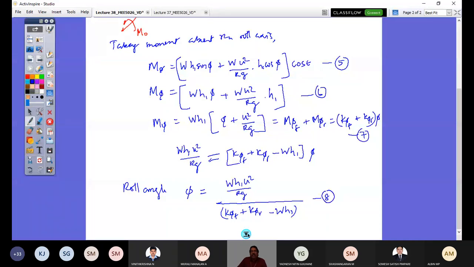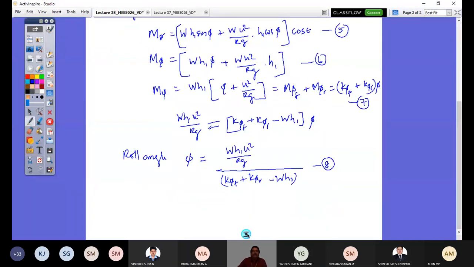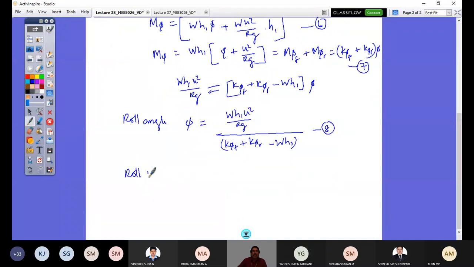Here we will define an important term called roll rate. When we say a rate quantity, we always think it is with respect to time. But here the roll rate is not expressed as dφ by dt. Instead, it is dφ by dAy, where Ay is lateral acceleration. The rate of change of roll per lateral acceleration defines roll rate. If I have the variation of roll angle as a function of Ay and take the slope, that defines the roll rate.